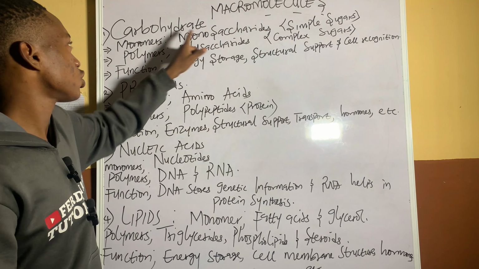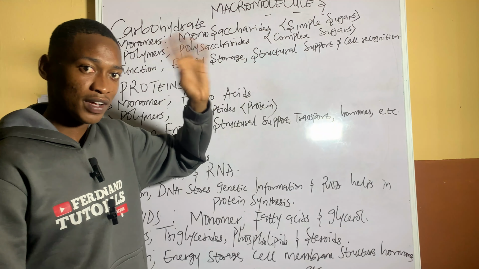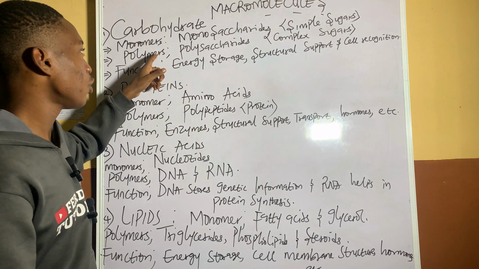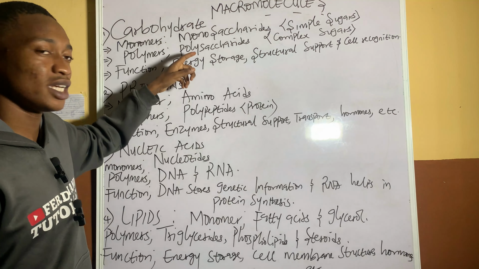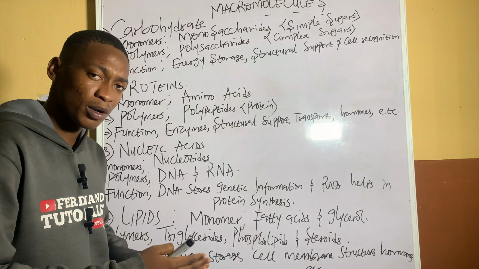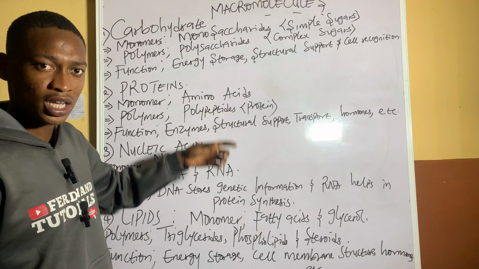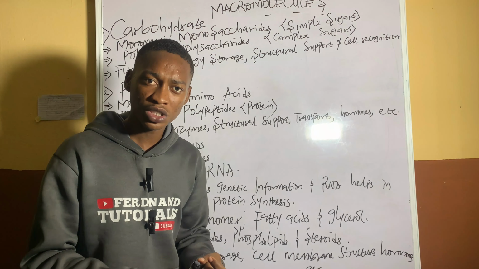Carbohydrate. So when you hear about monomers of carbohydrates, you're looking at glucose, those monosaccharides that I taught you, right? Now, polymers of carbohydrates are complex molecules of monomers. So when we have different monomers combined together, they form polymers like polysaccharides, complex sugars. We have starch, we have glycogen.